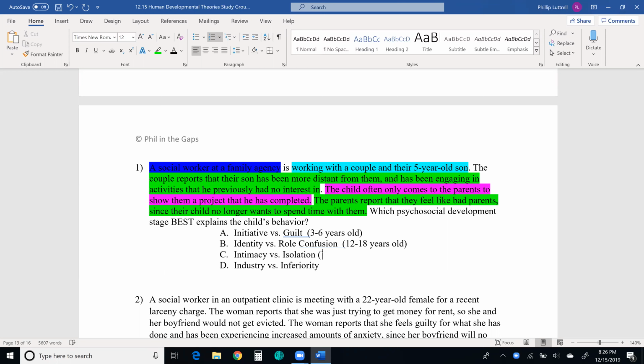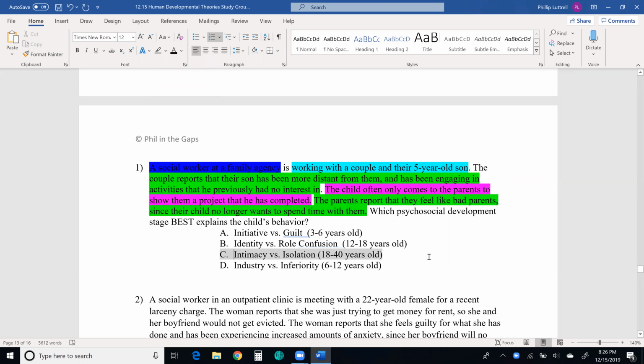Intimacy versus isolation is 18 to 40 years old. And then industry versus inferiority, 6 to 12 years old. So quick review: family agency, couple, 5-year-old son. The couple reports the son has been more distant and engaged in activities that he previously had no interest in. He'll only come to them to show them what he has done, and they feel like bad parents. So we are going to rule out intimacy versus isolation.